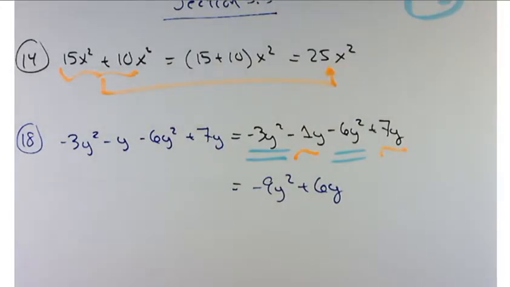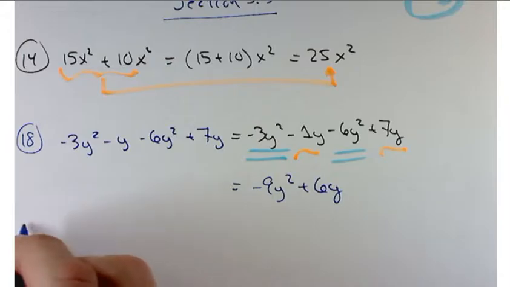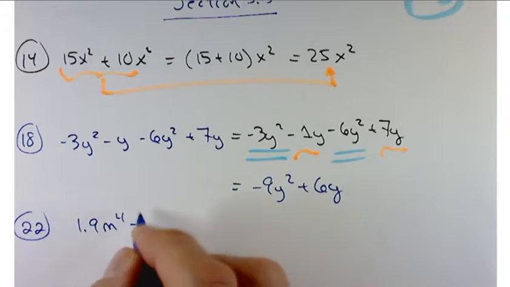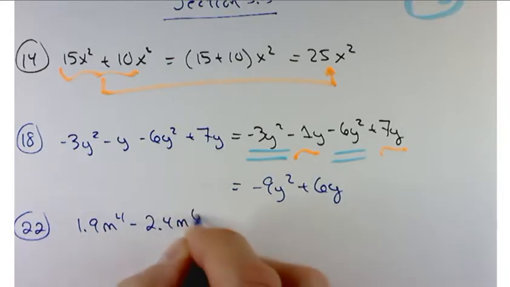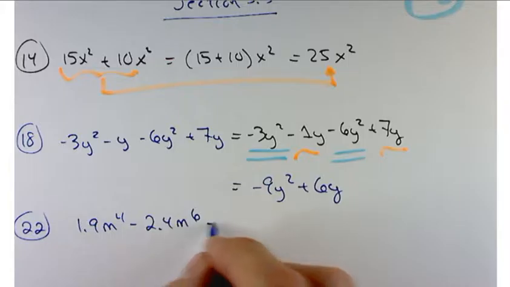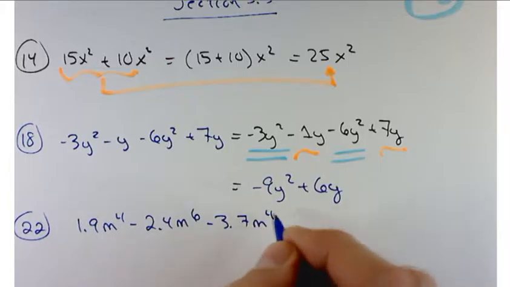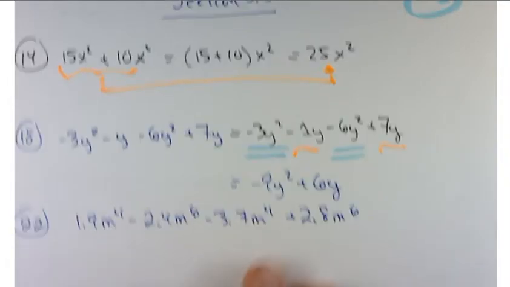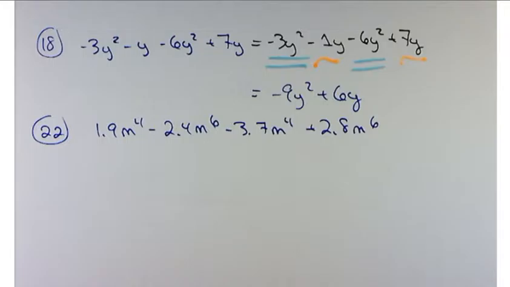Let's try a different one. Problem number 22. 1.9 m to the fourth minus 2.4 m to the sixth minus 3.7 m to the fourth plus 2.8 m to the sixth. What degree polynomial is this? A little review from the last section. What's the degree of this polynomial? 6. It's the highest degree monomial term that you see.